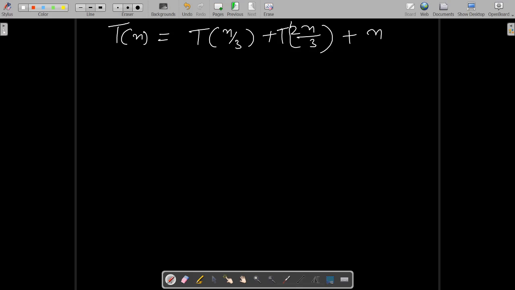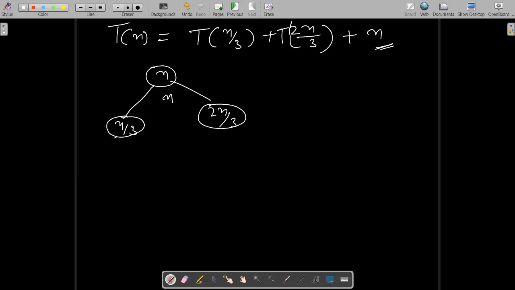This is another recurrence relation where the input size is getting divided into n by 3 and 2n by 3, and at each level n operations are involved. So how can we solve it? Let us start with the input size n. So this n would be divided into n by 3 and 2n by 3, and in this division n operations are involved.